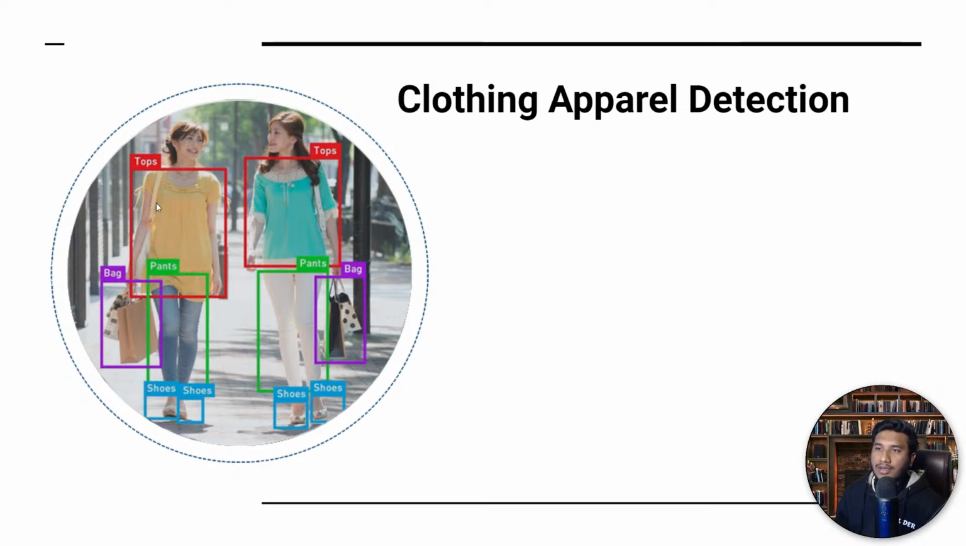Suppose I kept one image here. If you see, she's wearing tops, pants. Then she's holding bags, and she also has shoes. So this kind of clothing, you can say apparel, it will be detecting. So let's start with our project overview discussion.